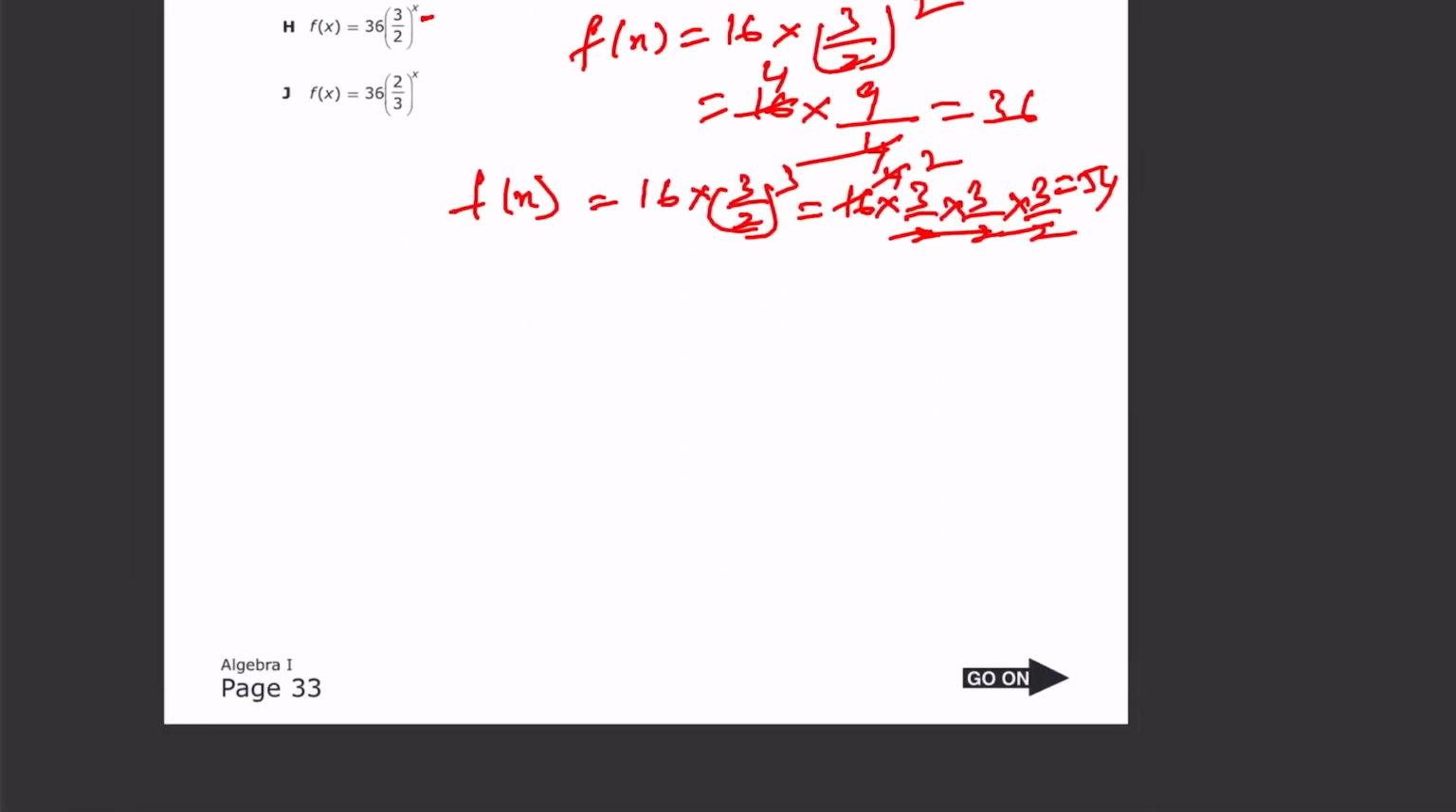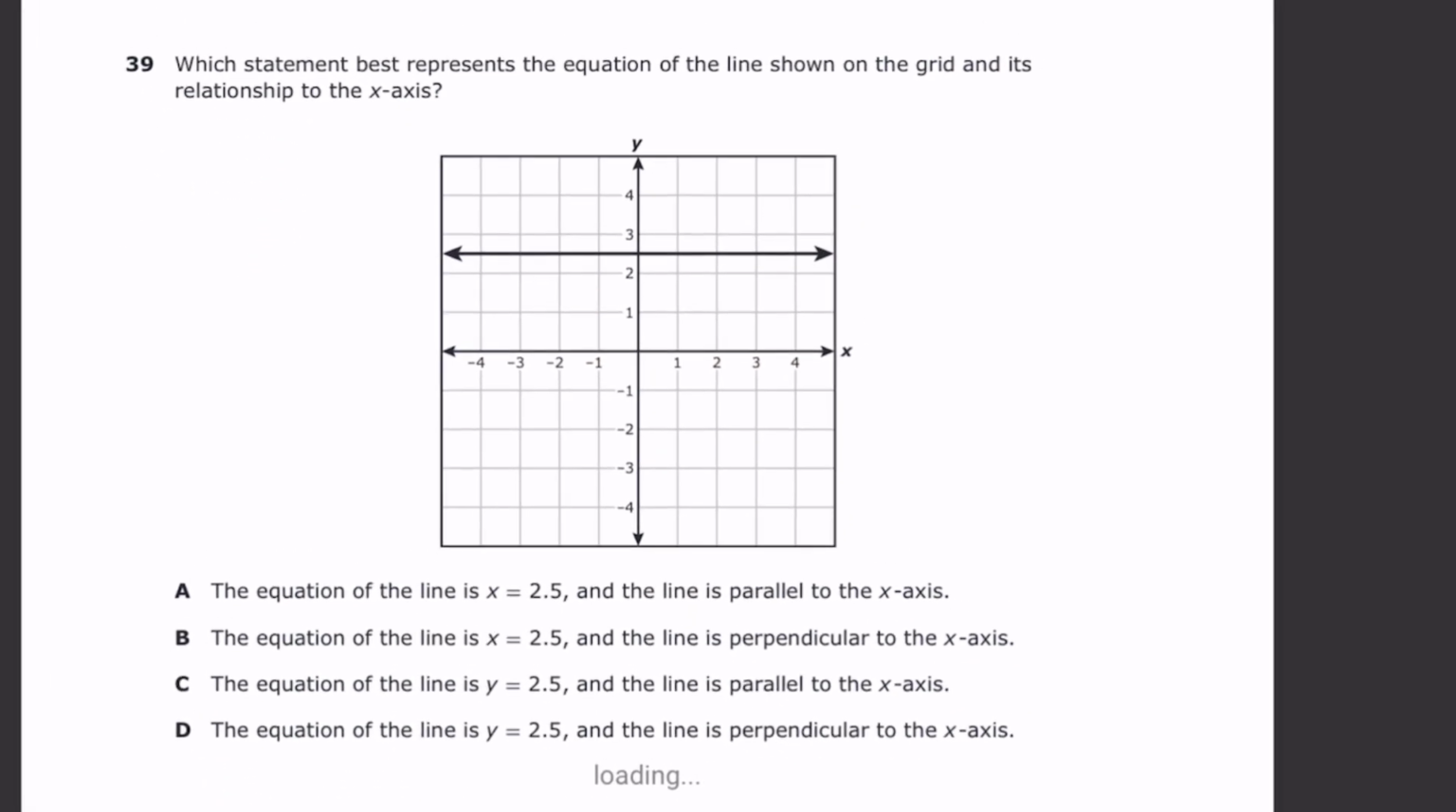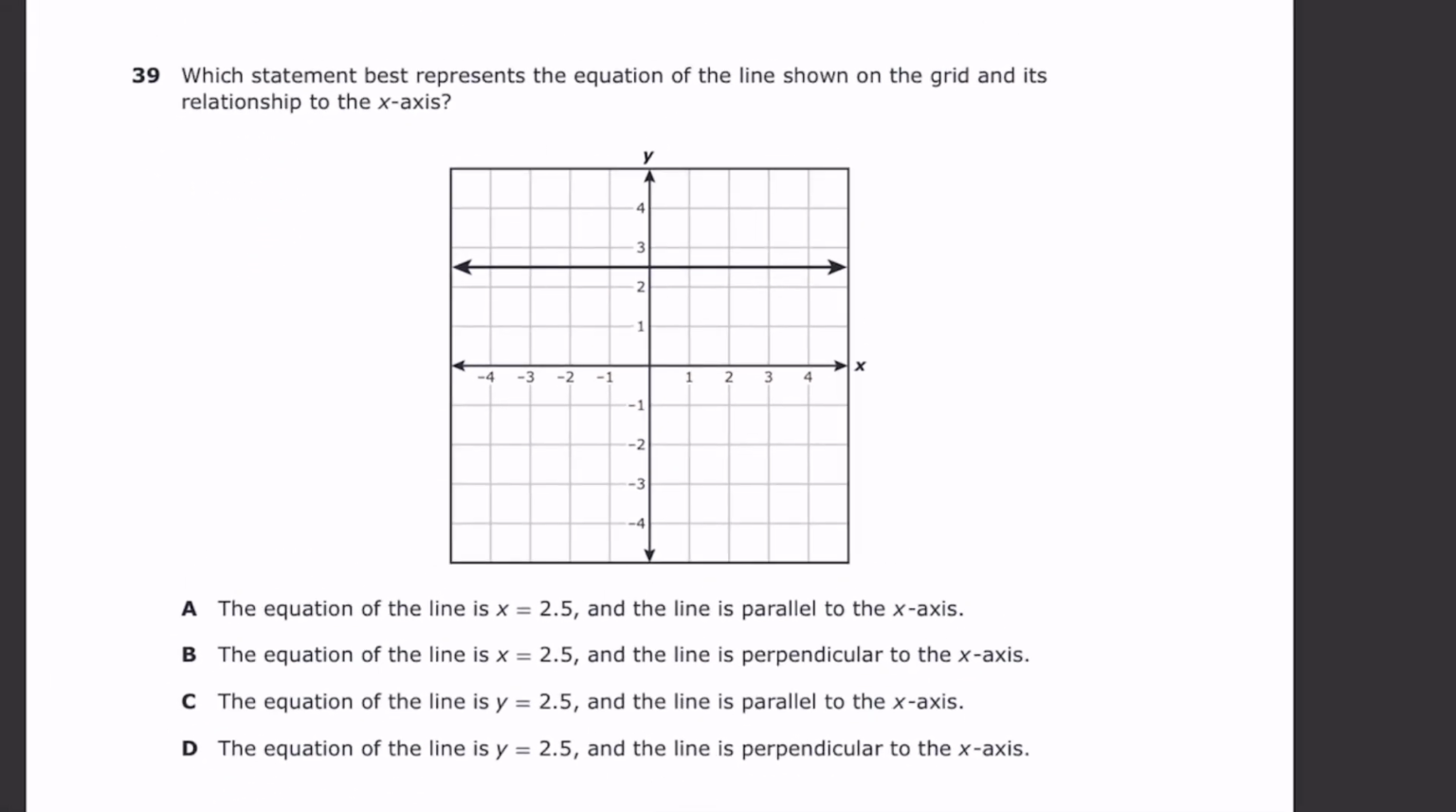Next, 38th is now 39th. Which statement best represents the equation of the line shown on the grid and its relationship to the x-axis? Here, y is equal to 2.5 you're getting, and it is definitely parallel to the x-axis. So here you can see y is equal to 2.5, and this last one cannot be there. It is parallel to the x-axis. You can see it is a line parallel to the x-axis.